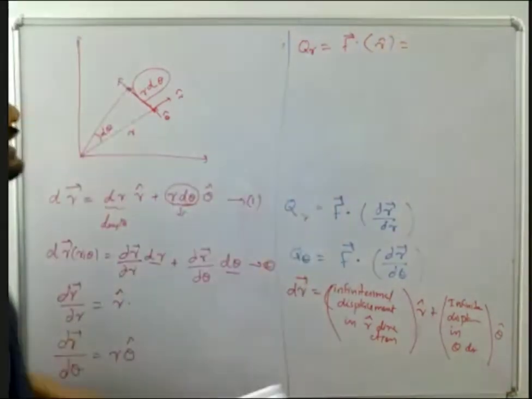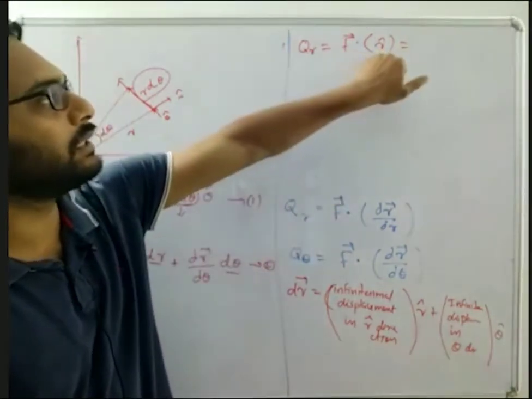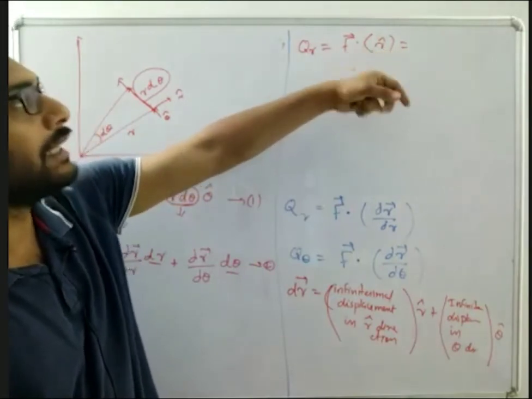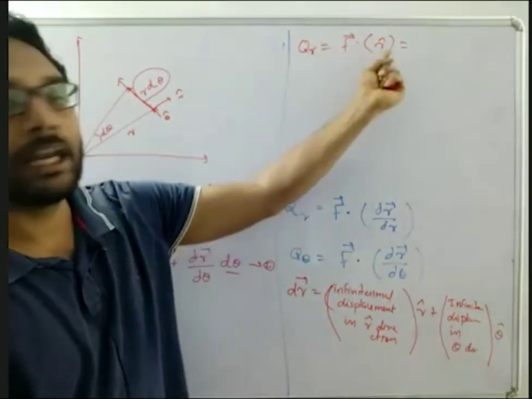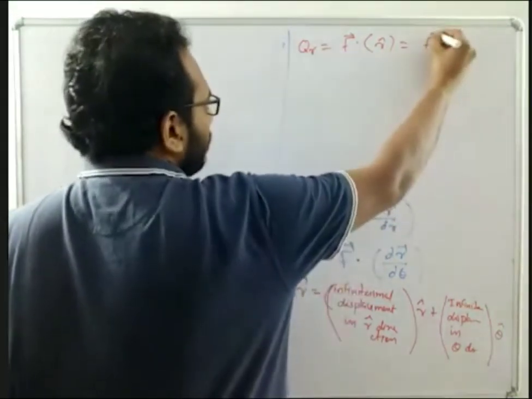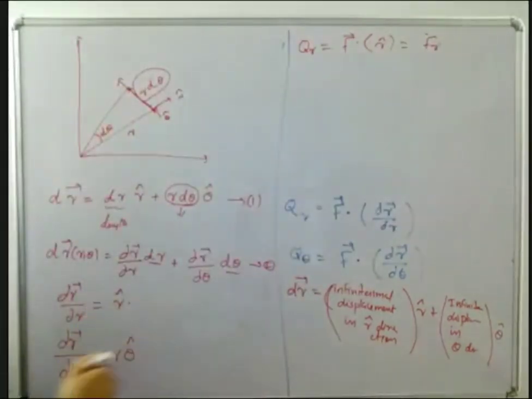Okay, so this means that you are resolving the force, the real vector that exists in space, in the direction r cap. It's just taking the scalar product with r cap. You can say that you are projecting this vector along the r cap direction. And this you can write simply as the component of force in the r cap direction. We can just give the notation as F_r, right?